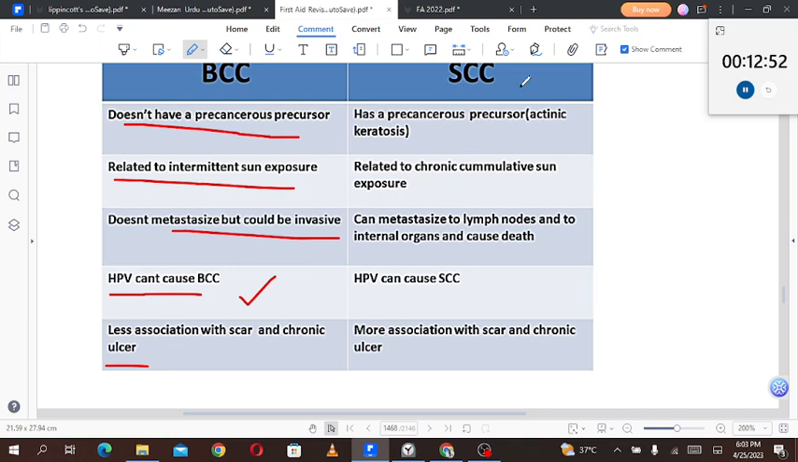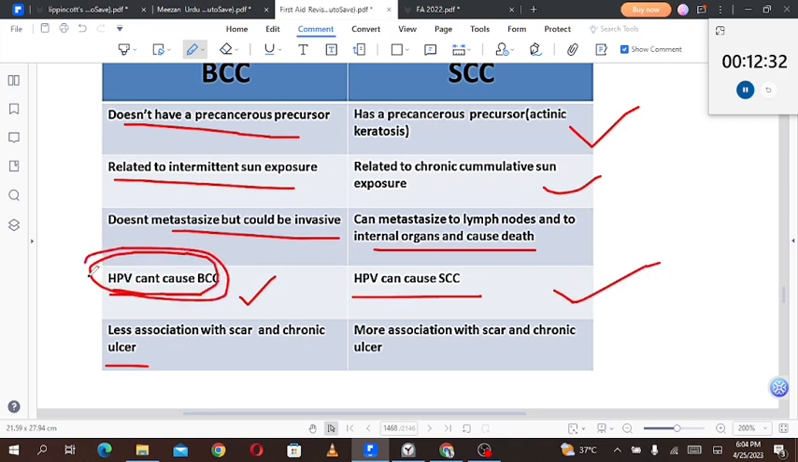In the case of squamous cell carcinoma, it has a precancerous skin lesion, for example actinic keratosis, related to chronic cumulative sun exposure. Then it can metastasize to the lymph nodes and to the internal organs and cause death. HPV can cause squamous cell carcinoma as well. HPV can't cause basal cell carcinoma. Remember this. HPV cannot cause basal cell carcinoma, but it can cause squamous cell carcinoma. Squamous cell carcinoma has more association with scar and chronic ulcer.